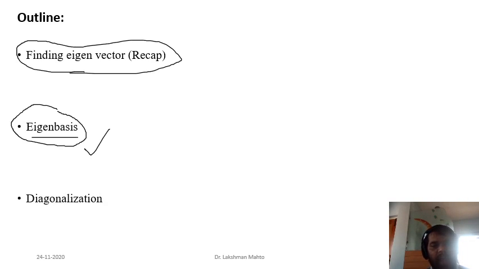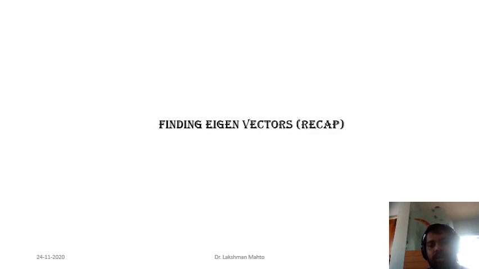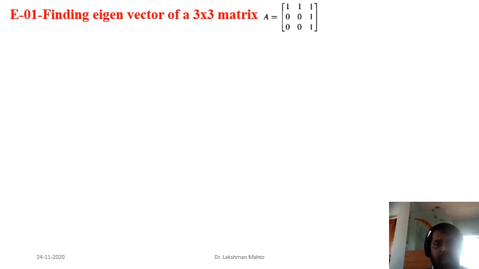And once we have an idea of eigenbasis, then I can talk about diagonalization, because the idea of having an eigenbasis gives a visualization of the diagonalization of a given matrix. So whatever I am putting in order, there is always a meaning. Coming to the recap of finding eigenvectors, in the last class we had already discussed this.